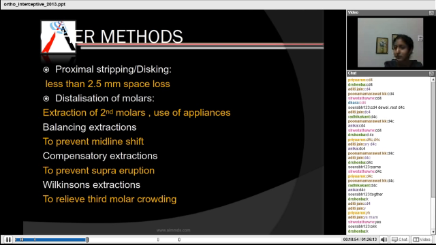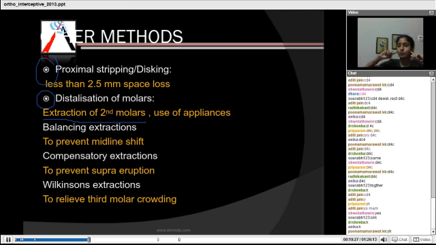Okay, now what are the other methods? Whenever a question says that there is 2 mm loss or 1.5 mm loss, that time rather than going for serial extractions, you go for proximal stripping and disking. Clear? Next is when you have to do distalization of first permanent molars. In case of class 2 division 1, when you want the teeth to go behind, you can extract the second molars so that the first permanent molars can get distalized and your class 2 division 1 is reduced. Otherwise you can use appliances. What appliances can you use for distalization of molars?